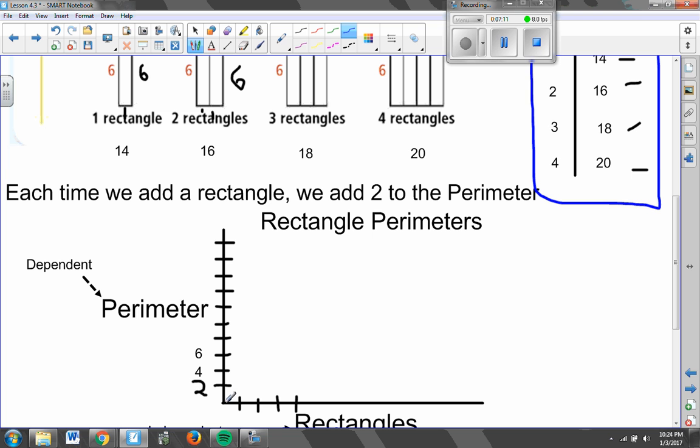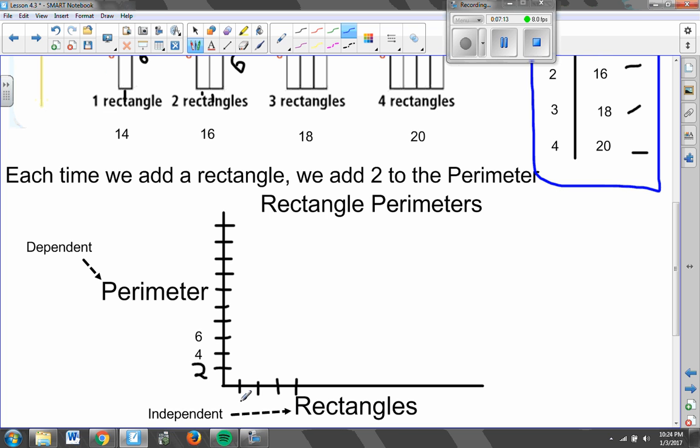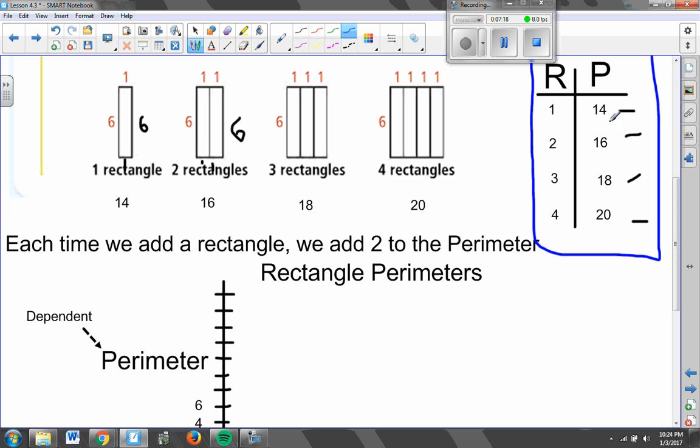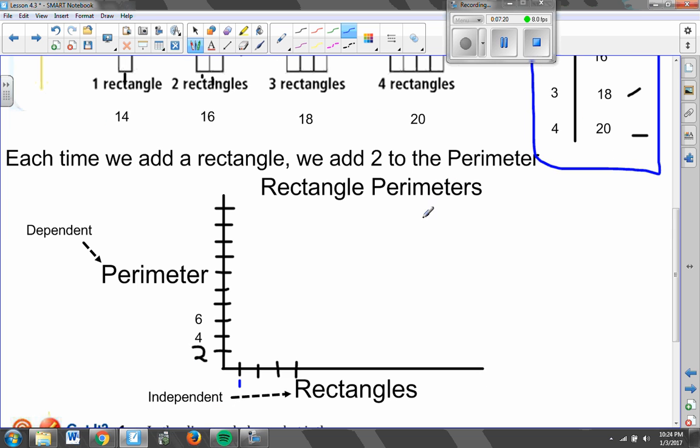So at one rectangle, if I go over to 1 in the rectangles, which is right here, I need to go up to, let's see, 14 in the perimeter. So I count up 2, 4, 6, 8, 10, 12, 14 right there. And I put a dot right there, right at 1 and 14. Now if I go to 2 in my rectangles axis, I need to go up to 16. So 2, 4, 6, 8, 10, 12, 14, 16. I'm at this line right here.